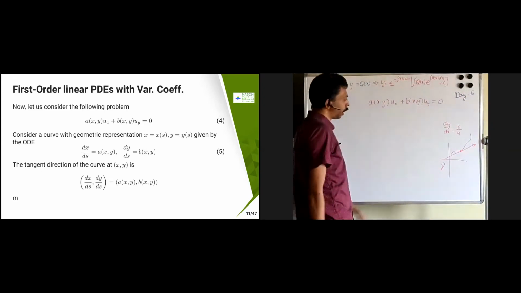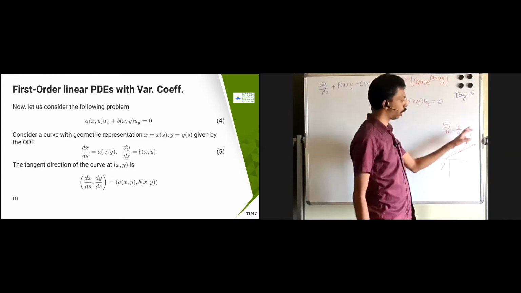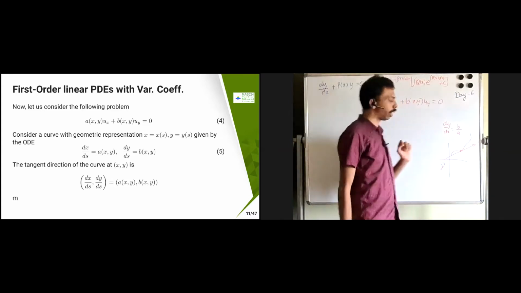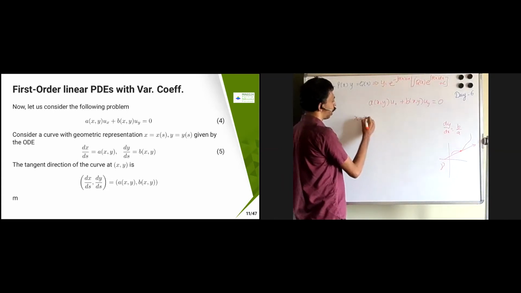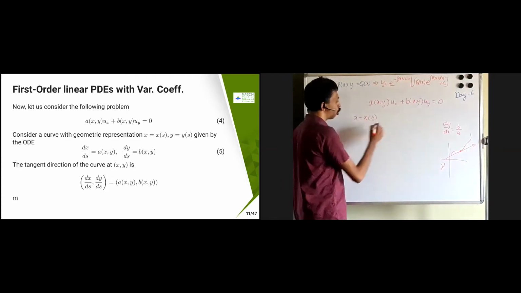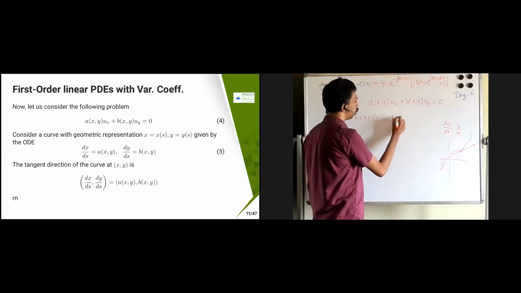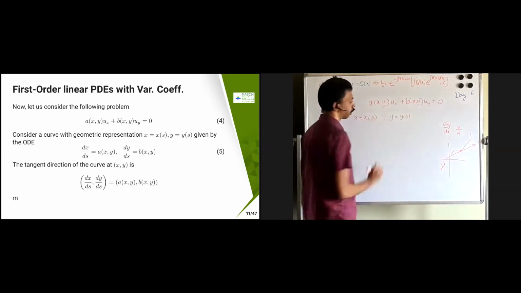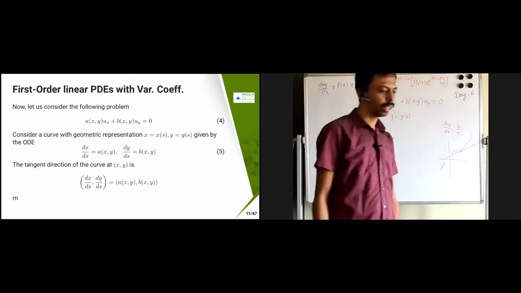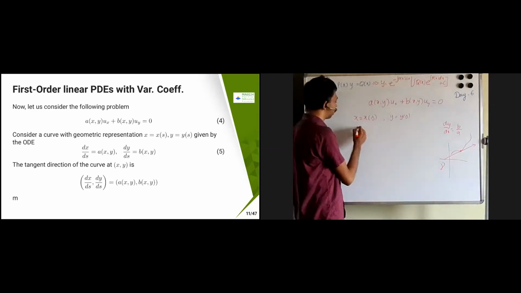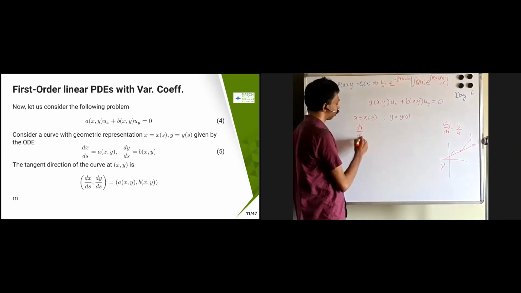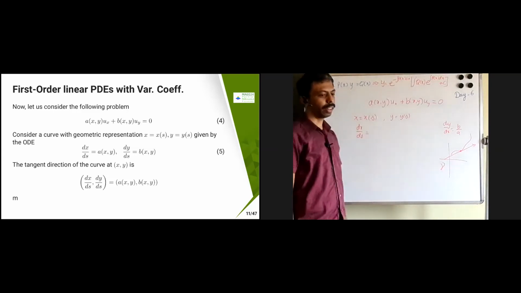What we are trying to do is this: this is my curve. I just take a curve. For this curve, I am going to take a geometric or parametric representation: x equal to x(s), y equal to y(s). Now what I am going to do is find what is my dx/ds. So I'm just going to find dx/ds.